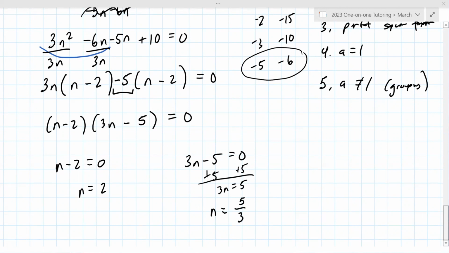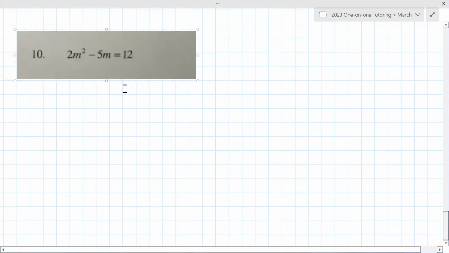All right, we'll do another one together here. So let's look at number 10. I'll have you do 9 on your own next, but 10's got that little additional step where you have to set the problem equal to 0. It always has to equal 0 when you're using one of these factoring techniques. So subtract 12 from both sides. 2m squared minus 5m minus 12 equals 0.